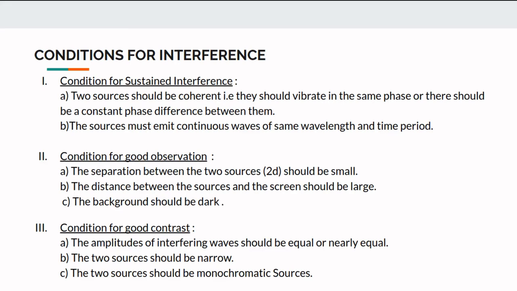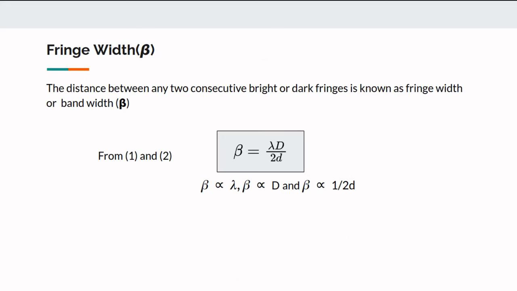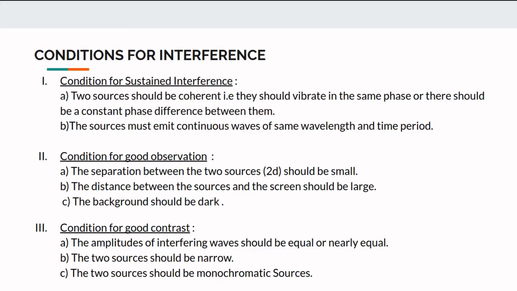Next, condition for good observation. In the derivation of fringe width, we get the formula beta is equal to lambda D by 2d. In this case, beta is inversely proportional to 2d. That means as the distance between two sources 2d is small, then fringe width is large. That means the distance between two successive fringes is large. If it is very small, they merge into each other, and we cannot observe bright and dark fringes.